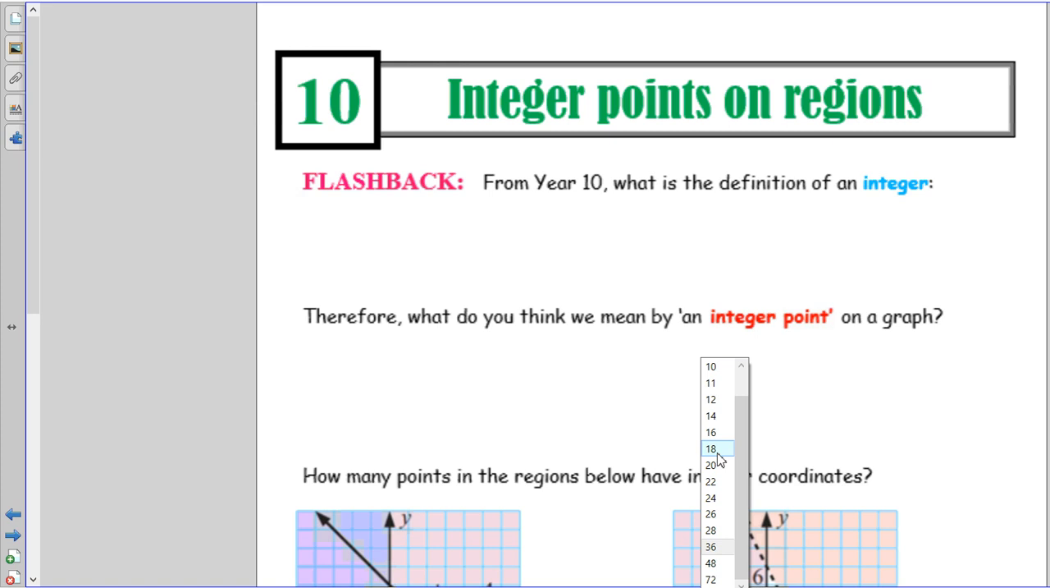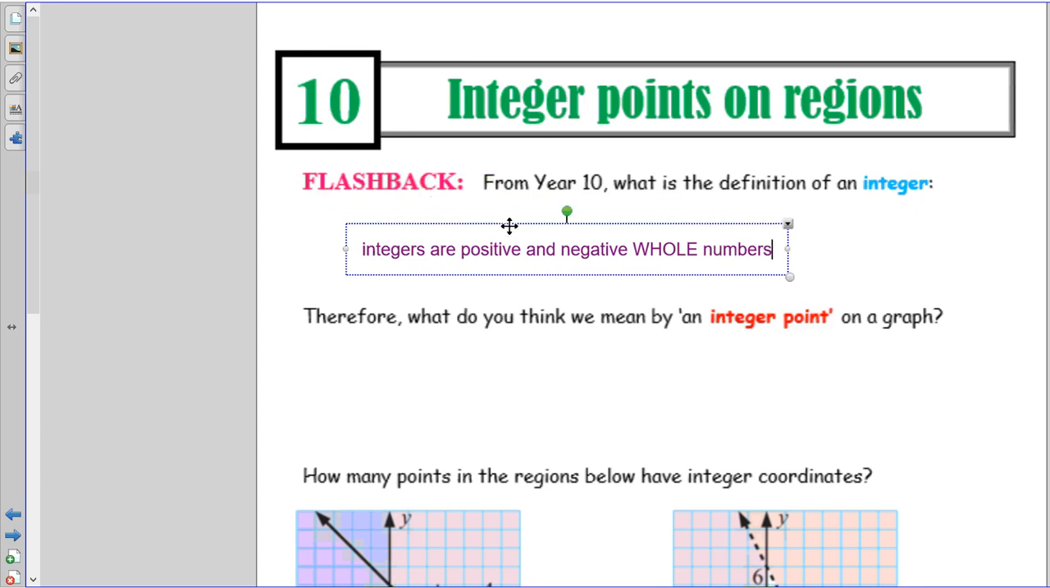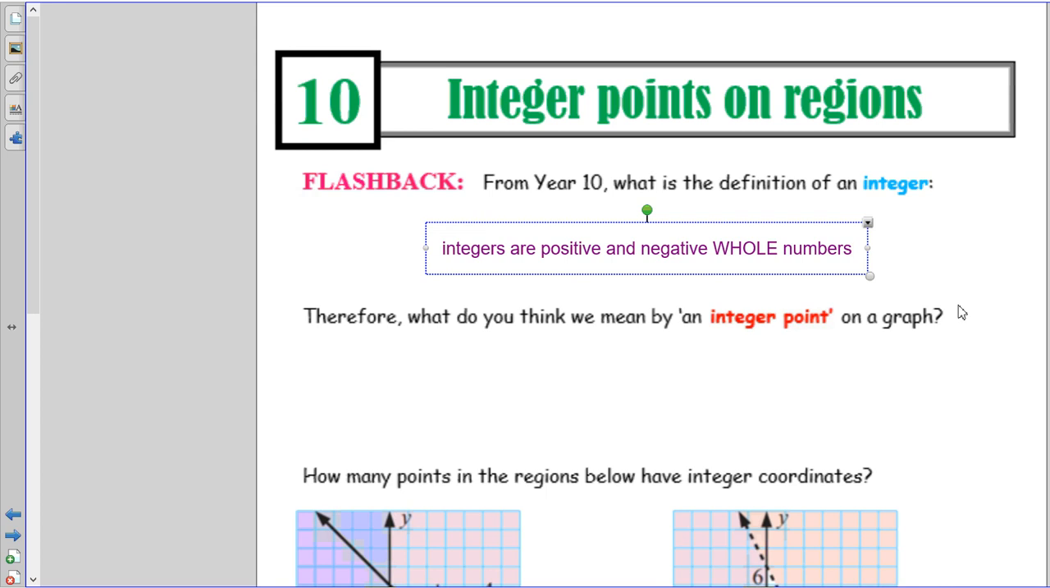18. So flashback from year 10, what is the definition of an integer? Have a think for yourself, an integer, as opposed to a regular real number. Integers are positive and negative whole numbers. So that's important to remember. That was the definition of an integer.